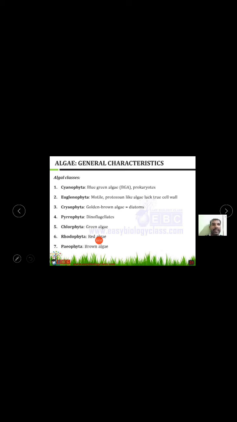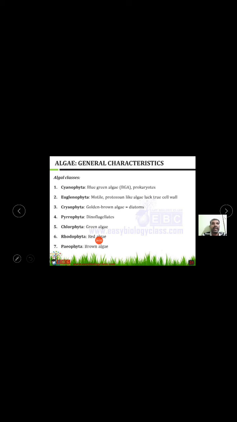Before that, I can explain the classes present in algae, like chlorophytes and rhodophytes, based on color. But here, the algal classes: Cyanophyceae members, also called BGA, blue-green algae, and Chrysophyceae, golden brown, and Euglenophyta, protozoan-like algae that lack a true cell wall. The cell wall is completely absent here.